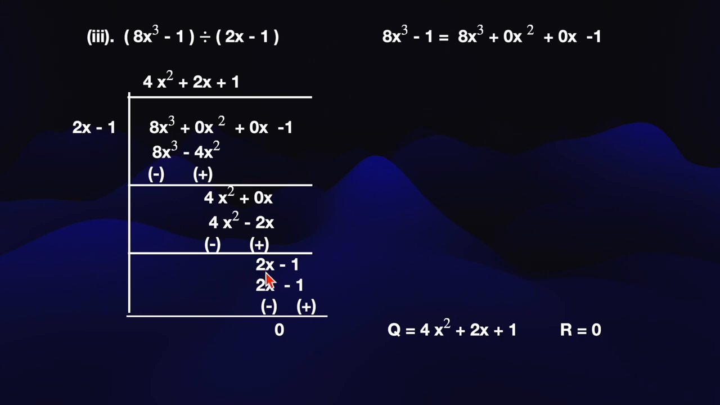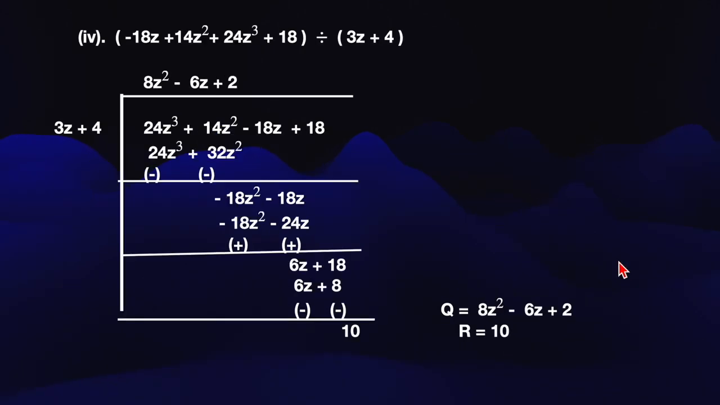Okay, 2x upon 2x is 1. So write down 1 here. Then multiply 1 with 2x minus 1. You get 2x minus 1. Again, we have to change the sign. Negative and negative will become positive. Now add it. This will become 0. Minus 1 plus 1 is also 0. So the remainder is 0 and the quotient is 4x square plus 2x plus 1.